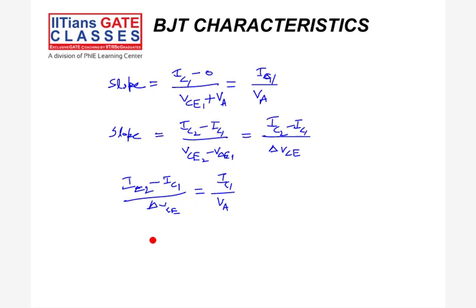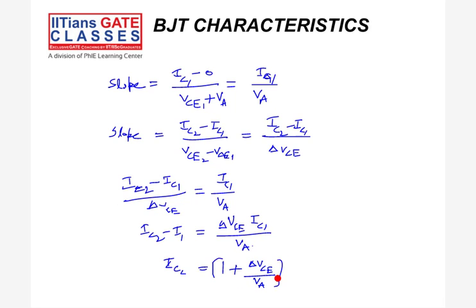So IC2 minus IC1 is equal to delta VCE into IC1 divided by VA. So here I can write IC2 is equal to (1 plus delta VCE divided by VA) into IC1. So this is the IC2 current I can calculate.